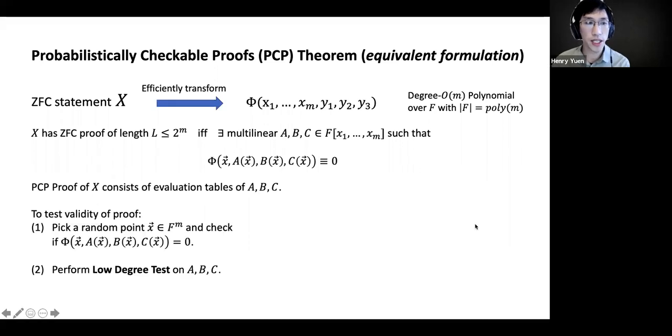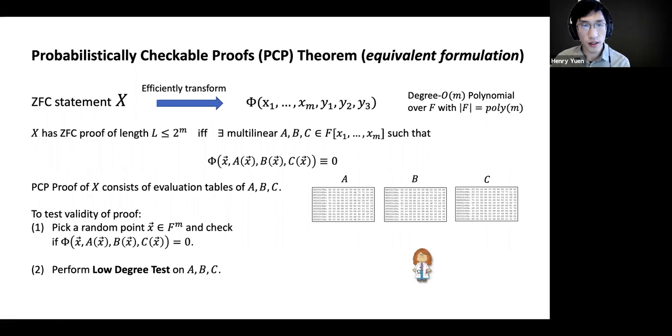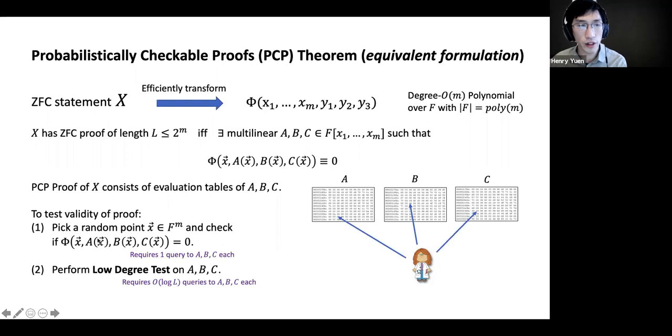So what does this PCP proof of a statement X look like? Well, it consists of evaluation tables of these supposed multilinear polynomials A, B, and C, if there exists one. So imagine that we have this person here who's interested in whether X is true. So the aliens can come down and provide these evaluation tables of these multilinear polynomials. They're just the evaluations of these polynomials at all points in the vector space F to the n. And now, if we want to test the validity of the proof, the verifier will pick a random point in the vector space and plug it in first into these evaluation tables A, B, and C, get the evaluations, and then plug that into this polynomial phi. Okay, and check whether it's 0.